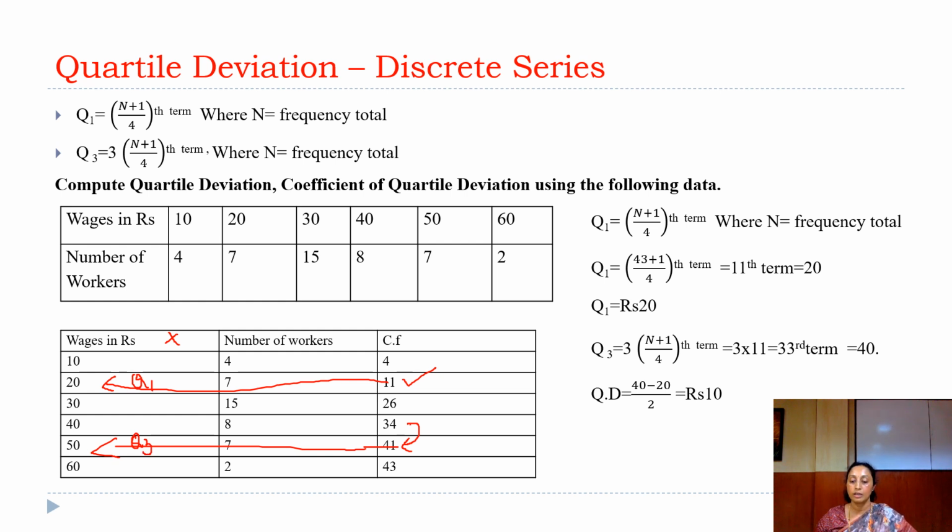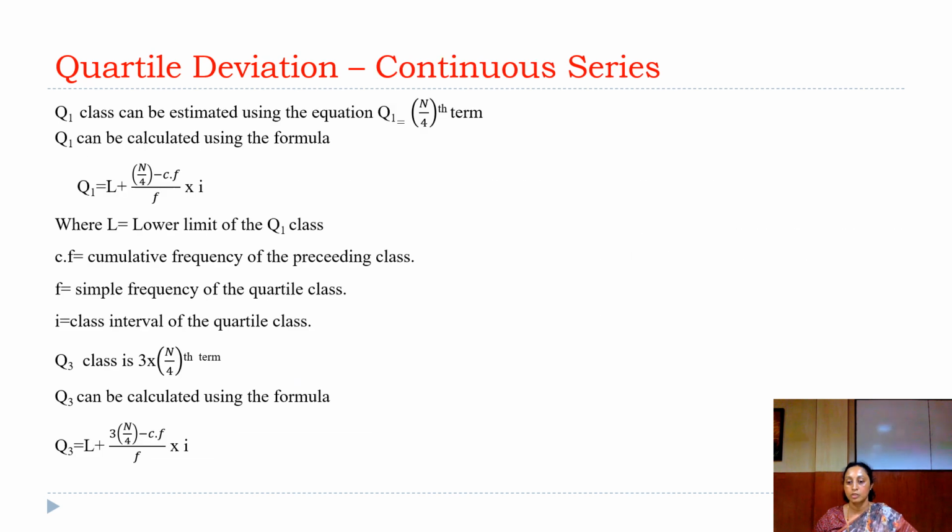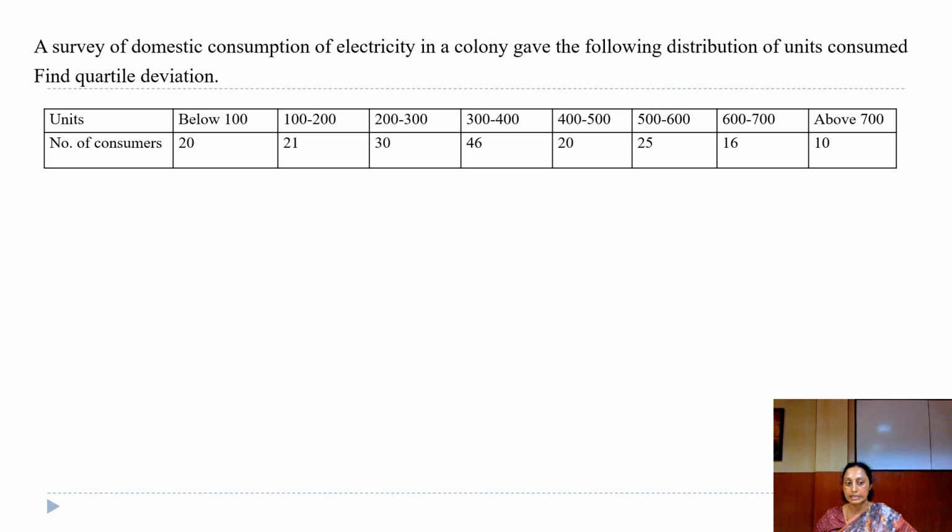So now quartile deviation is Q3 minus Q1 divided by 2. So we get rupees 10 as the quartile deviation. So now let us find quartile deviation for the continuous observation. For the continuous observation, this is the formula to find the quartile deviation. Let us understand this with the help of an example.